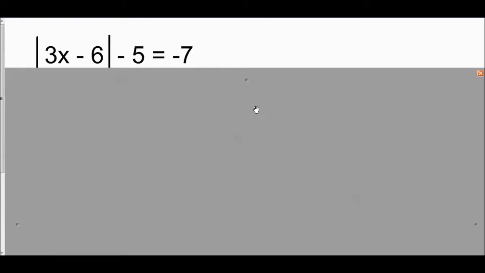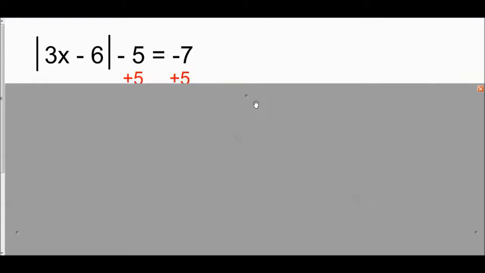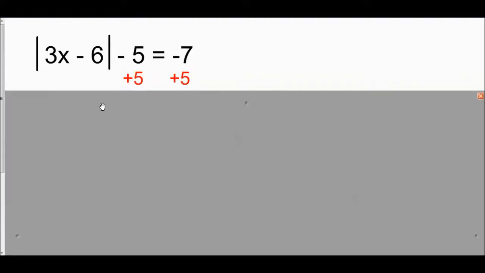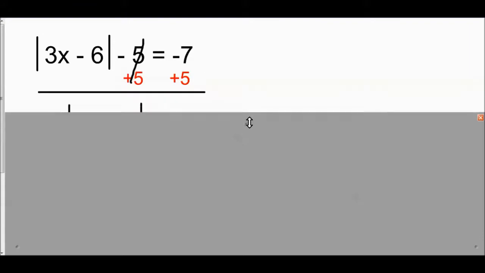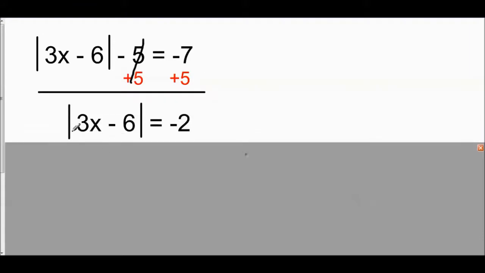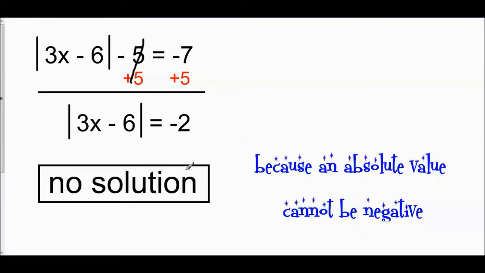So here's one that's a little bit more complicated. We're going to start by adding 5 to both sides, cancels on the left. So what you're left with is the absolute value of 3x minus 6 is equal to -2. Now I want you to think about this. What this is saying is that the absolute value is going to be equal to -2. Well, here's the deal. That is no solution because an absolute value cannot be negative.